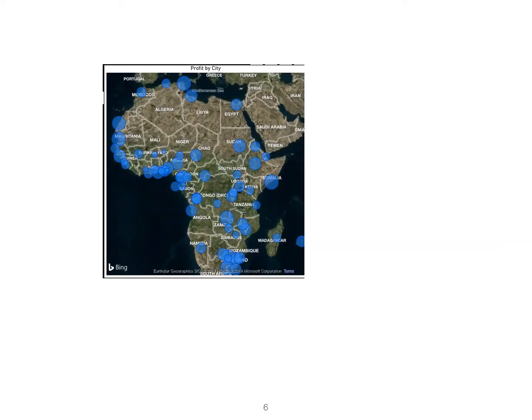The next visual shows the profit by city on a map. So for each city, we can see the profit level based on the size of the bubble. The bigger the size of the bubble, the more profit in that particular area was obtained. So next we are going to see the salesperson's performance.